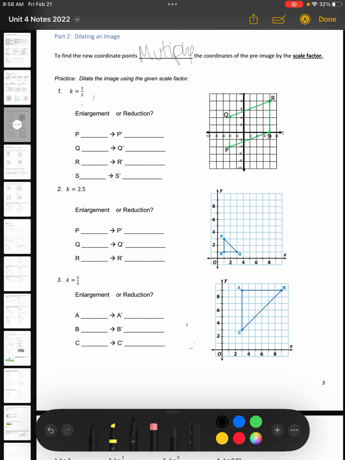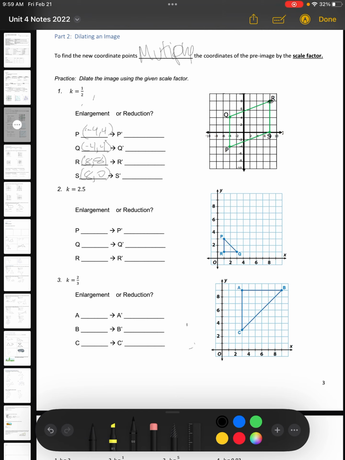So point R is here at over 8 boxes and then up 8 boxes. So we'd say R is at 8, 8. S is over 8 up 0, 8, 0. Q is at the point -4, +4. And P is at the point -4, -4.